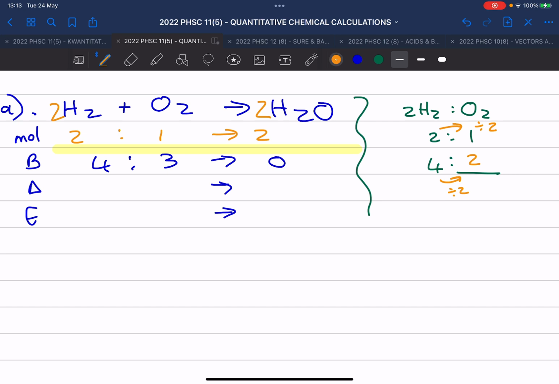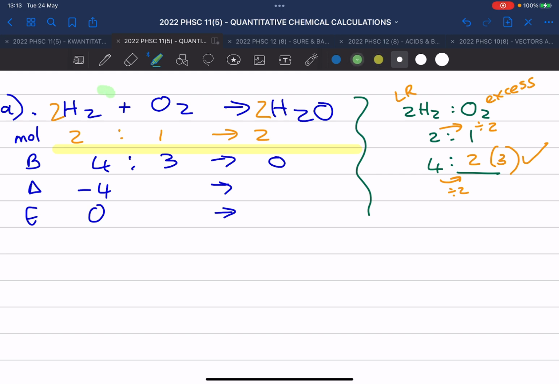Then you ask yourself, all right, I need 2. How much do I have? I have 3. So do I have enough? Yes, I have enough. So then that one is the one that is in excess, and this one is my limiting reagent. What do I know about the limiting reagent? I use all of it to have 0 at the end.